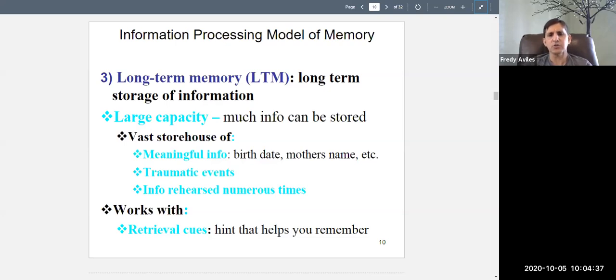But also information that you've rehearsed numerous times could also get into long-term memory. Like that phone number of that girlfriend that I had that I called thousands of times, right? Because I was desperate, I guess. And that's all we did was talk on the phone, right? I'll probably never forget that.